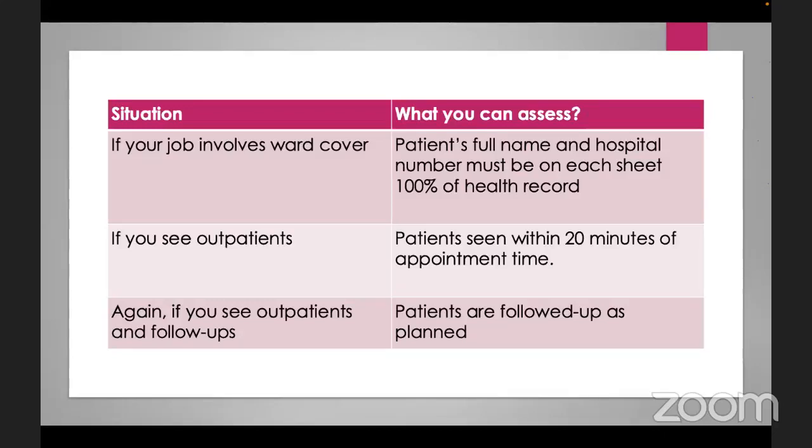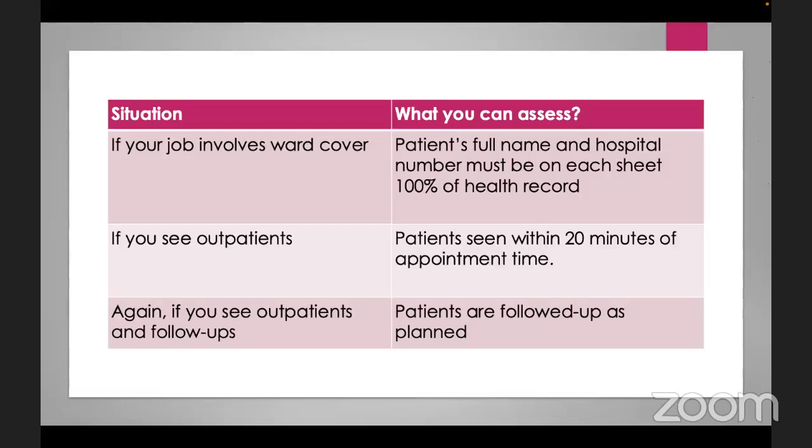Again, if you have any outpatients and follow-ups, you can check if the patients are followed up as planned. For example, you diagnosed a patient with hypertension and asked him to follow up in 6 weeks. Now check if that patient is coming in 6 weeks or not. You can take a group of 100 patients and check if only 60 patients are coming for follow-up. This will be another audit.